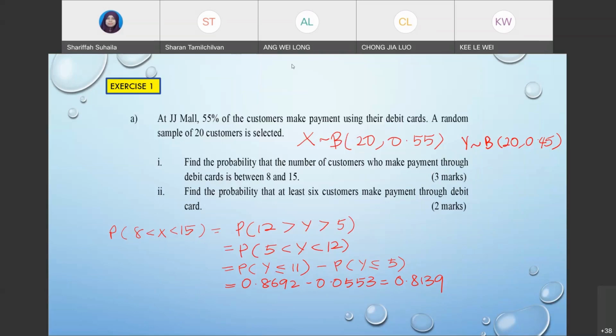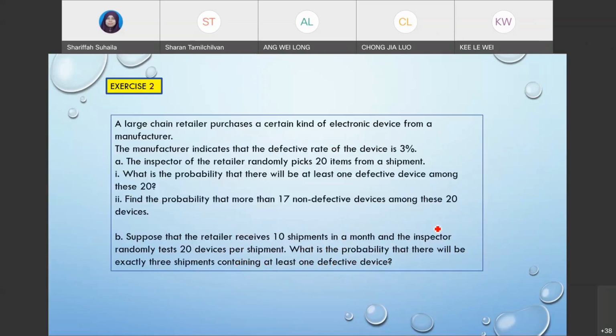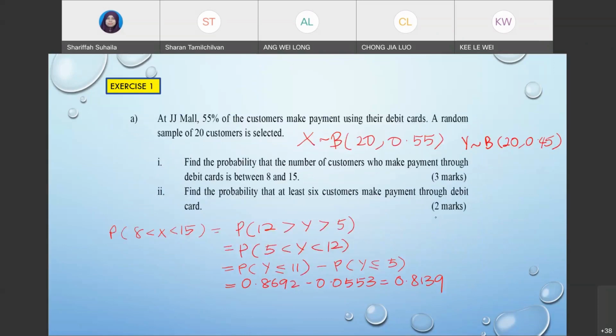Okay, part 2, you want to find the probability that at least 6 customers. Okay, what is your answer for this one? At least 6. Okay, so at least 6. Probability you have at least 6 customers make payment through debit card.